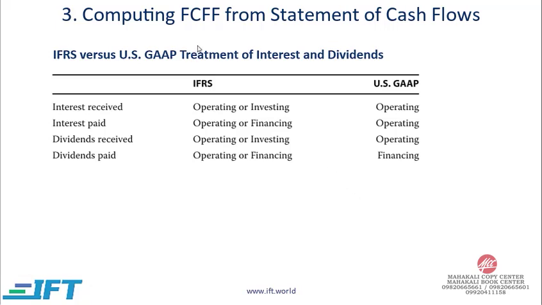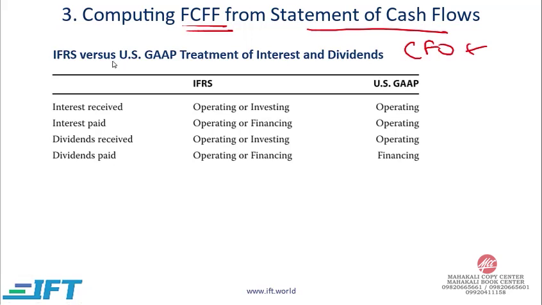Next point now has to do with calculating FCFF from the statement of cash flows. In section 3.1, we said we are starting with net income. Now we are starting with cash flow from operations. Before coming up with the formula, we need to understand what is included and what is not included in CFO.